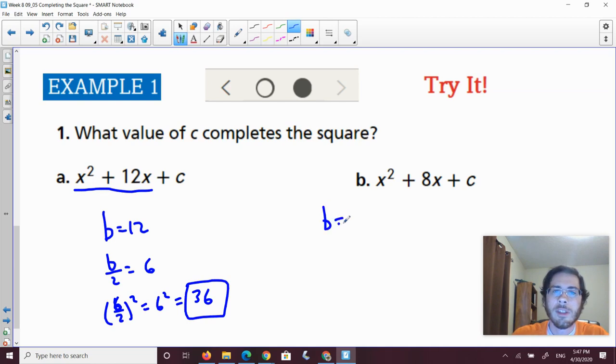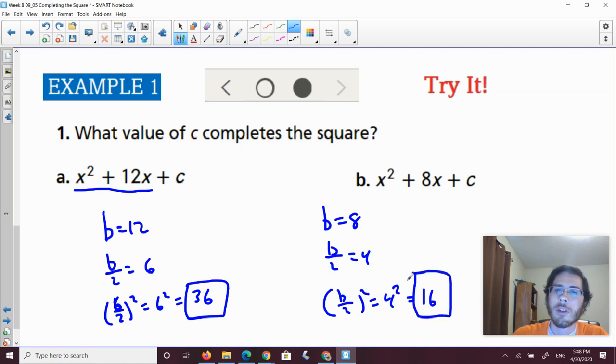For this one, b is now 8. b over 2 is 4. Square that, we get 16. So those are our two values that complete the square. That's it. That's pretty fun. I like this part. All right, so we've done it. We got our perfect square trinomials. So now we know how to get our perfect square trinomials.